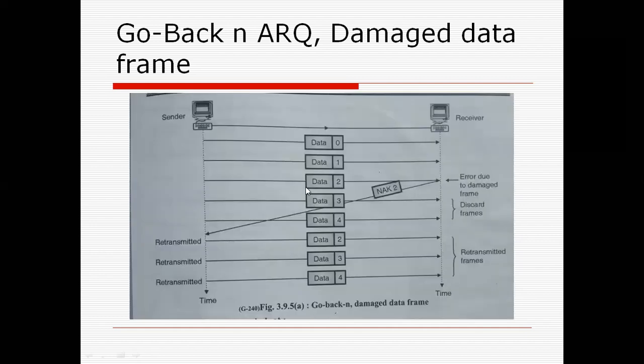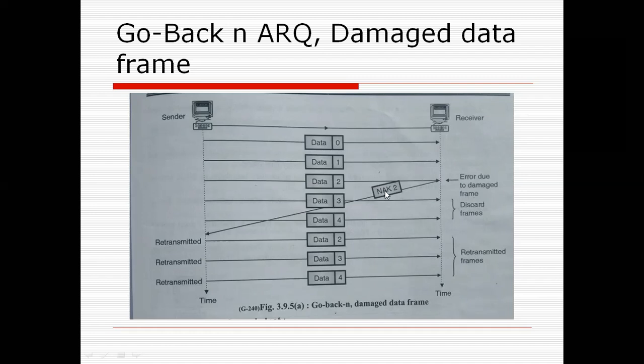Now take another example. Here, Go-Back-N ARQ along with a damaged data frame. It means the frame has been received, but it is corrupted. So the sender has sent frames 0, 1, 2, 3, 4 here. A total of 5 frames has been sent. But at the receiver end, when the receiver processes frame number 2, that is data 2 here, it observes that the frame has been corrupted due to a network issue. So it will send NAK2.